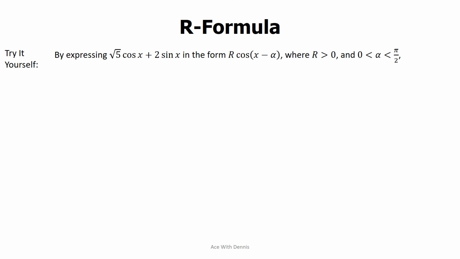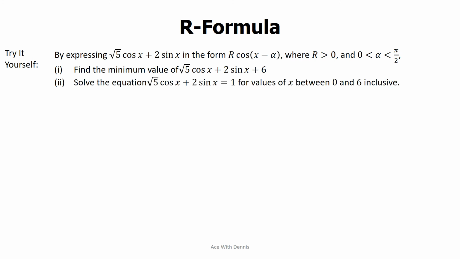Now you can try this example yourself. Express root 5 cosine x plus 2 sine x in the form of r cosine x minus alpha, where r is greater than 0 and the range of alpha is from 0 to pi over 2. Find the minimum value of root 5 cosine x plus 2 sine x plus 6, and solve the equation root 5 cosine x plus 2 sine x equals 1 for values of x between 0 and 6 inclusive. You can pause the video and try to solve it yourself.